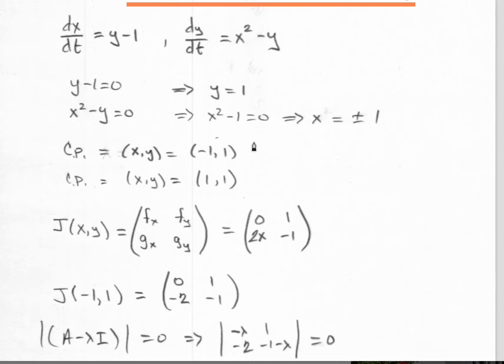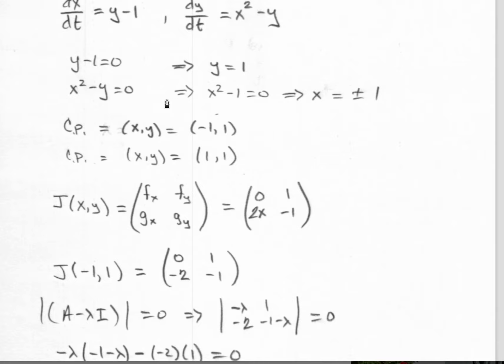Okay, so what I did is take y minus 1 and set that equal to 0, and take x squared minus y and set that equal to 0. From the first equation, y minus 1 equals 0, I get y equals 1. And when I plug y equals 1 into the second equation, I get x squared minus 1 equals 0. I solve that for x, and I get x is equal to plus or minus 1. So that means I have two critical points. I have the critical point where x is equal to negative 1 and y is equal to 1, and I have the critical point where x is equal to positive 1 and y is equal to 1. So these are my two critical points.